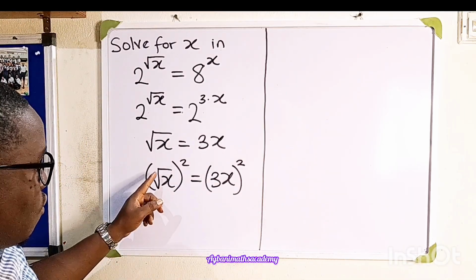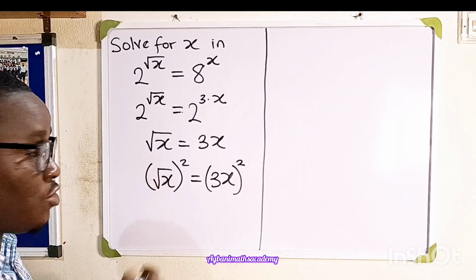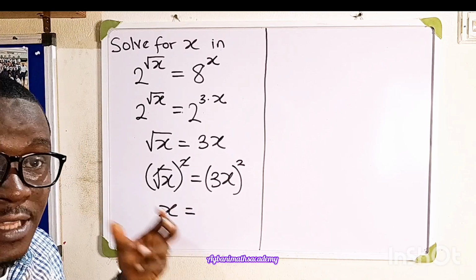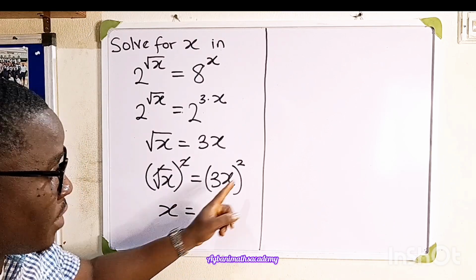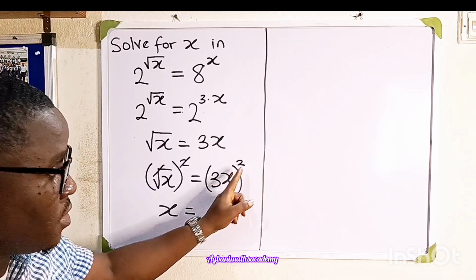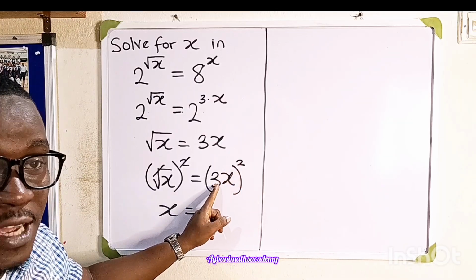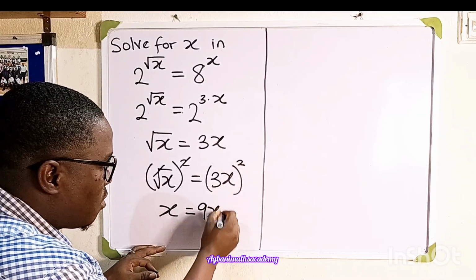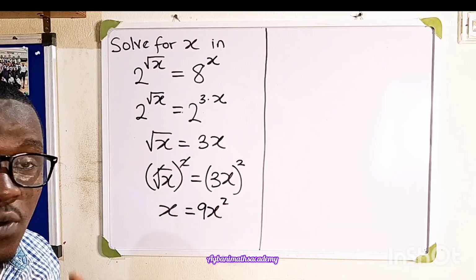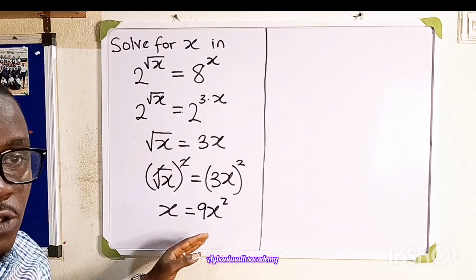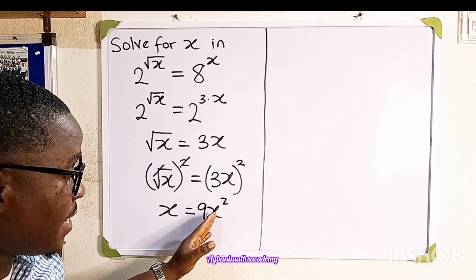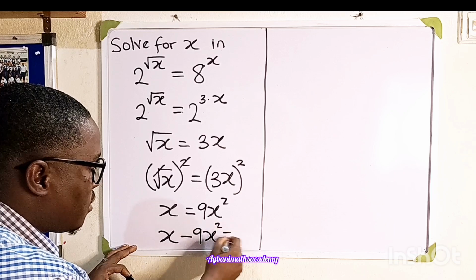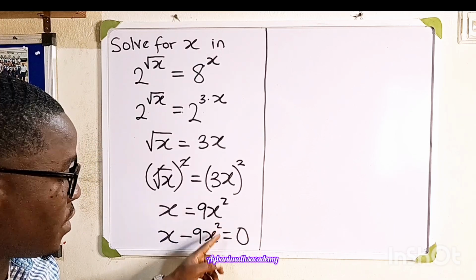Over here at the left, square root and square will cancel each other out. So we have x is equal to, what is 3x squared? 3x squared, since both of them are inside the bracket, this square is going to affect the values inside the bracket. 3 squared is equal to 9, and then we have x squared. Since we have a square here, we are working with a quadratic equation. So in order to find the value of x, we need to move 9x squared to the left. So this will give us x minus 9x squared is equal to 0.